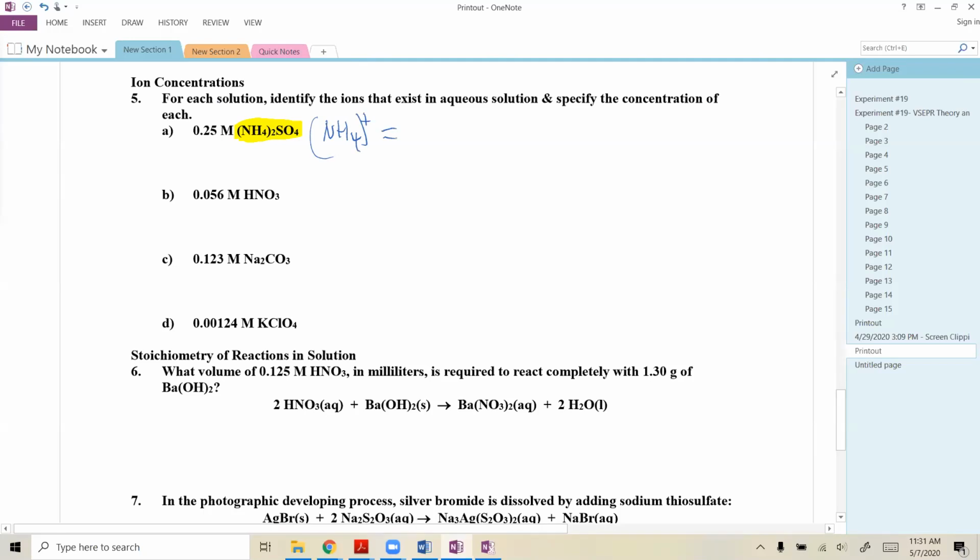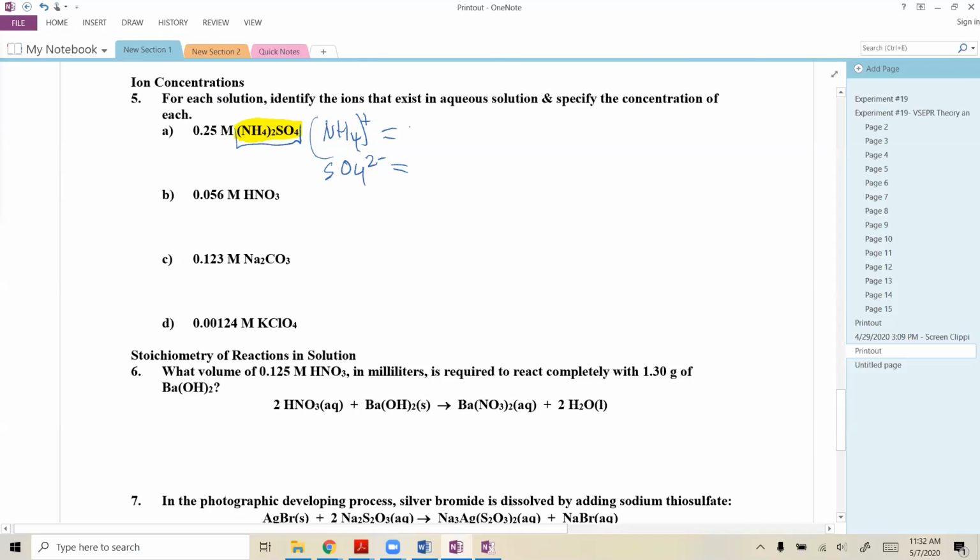And so what's our second ion that we're going to form there? SO4 2 minus, right? And so now looking at this, when one of these molecules, or I guess formula units, dissolves inside of water, do we get one of them out for each, or how many of these NH4s do we get out? Two of them.